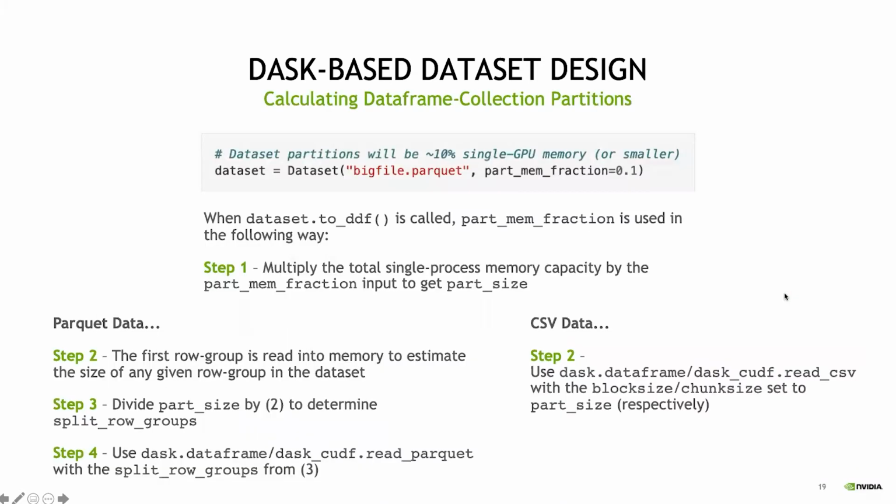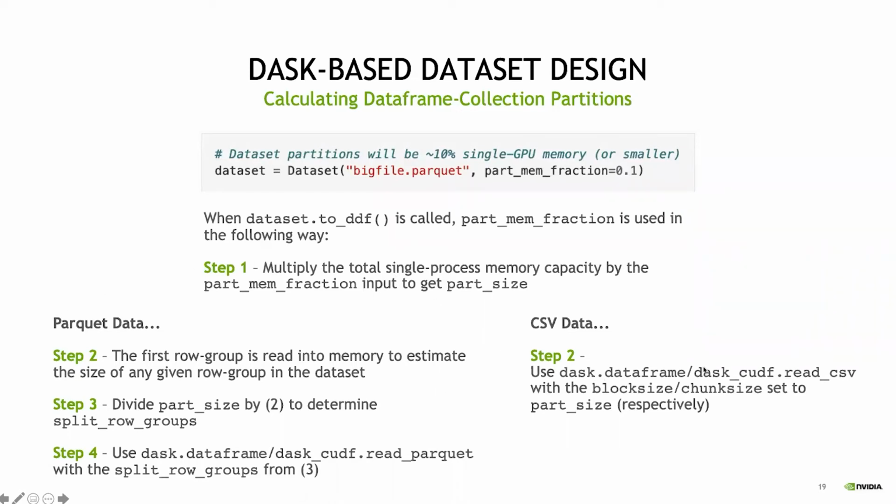And so how do we actually implement something like that? I'm not going to go into too much detail, but if you're defining a data set where it's pointing to something like a Parquet file and you specify 10%, you want your memory fraction about 10% of the GPU memory, we just do something very simple. We multiply that memory fraction by what we know to be the size of the total single process memory capacity on the GPU, or in CPU if you're in CPU mode.